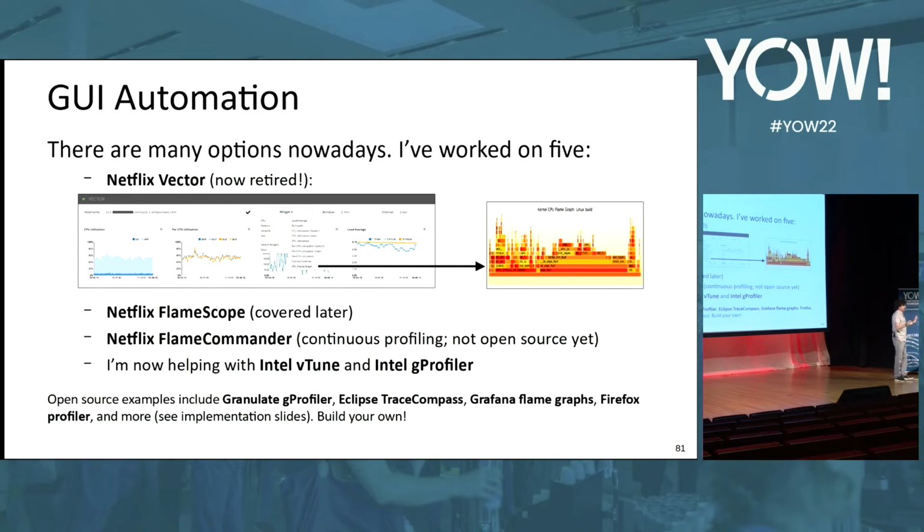A lot of you are not even going to touch the command line versions. You're just going to use GUIs. That's fine. It's the case at Netflix, so engineers solve a lot of issues from the self-service UIs. And at Netflix, I worked on lots: Netflix Vector, which we retired, FlameScope, which I'll cover later, and the Continuous Profiler. But there's other open source versions as well. There's Granulate gProfiler, Eclipse Trace Compass, Grafana just added flame graphs, lots and lots.